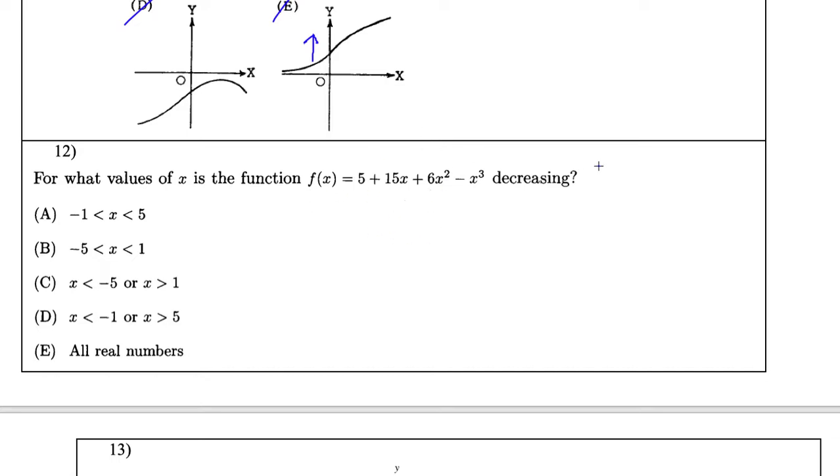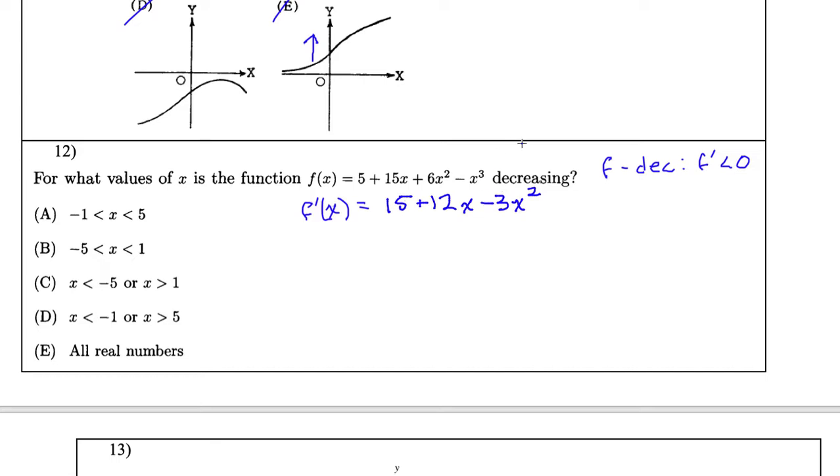So I need to define f decreasing. What is the definition of f decreasing? It's where f prime is less than 0. All right, so I need to find f prime then. F prime of x is equal to 0 plus 15. So I have a 15 so far, plus 12x minus 3x squared.